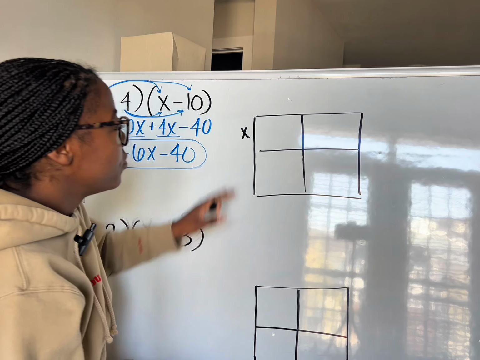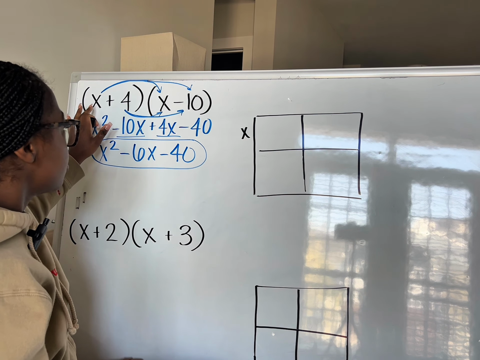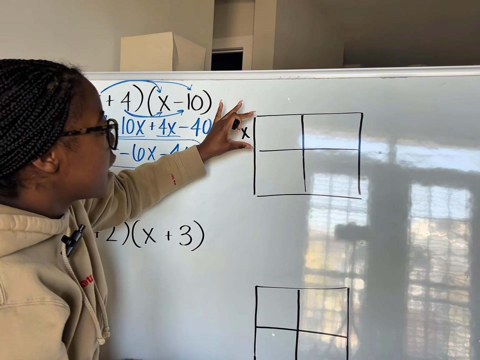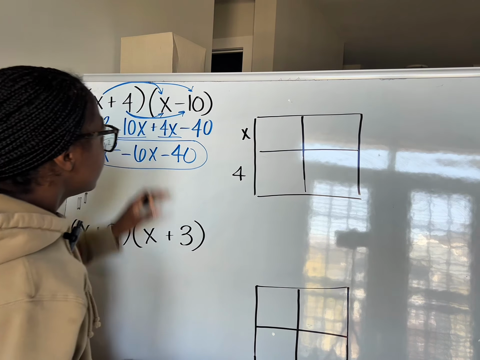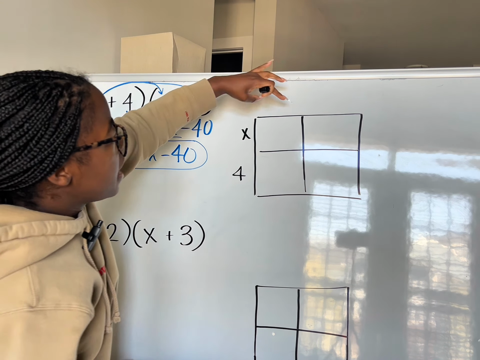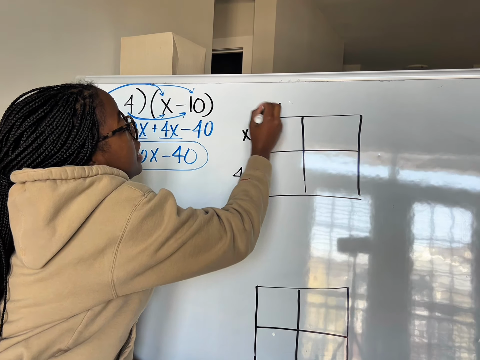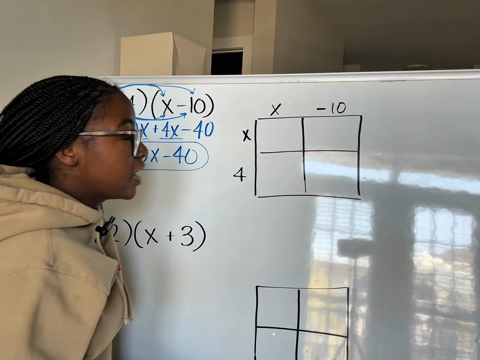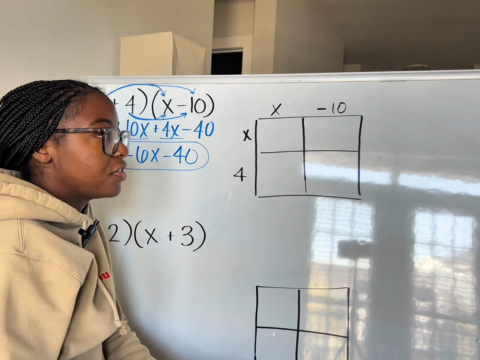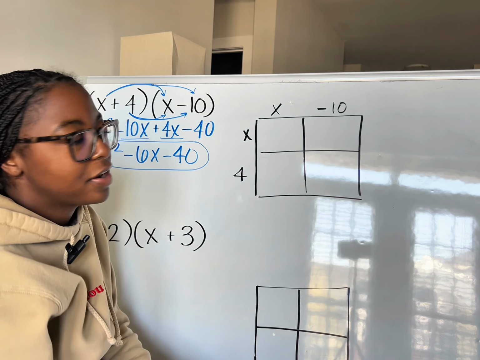All you're gonna do is give a box for each term. So I have x plus 4. So x gets this box, and I'll put 4 right here. Okay, then I have x minus 10. X will get this box. Negative 10, don't leave out the sign, will get this box. And all I'm going to do is multiply. That's why it's called the area model.